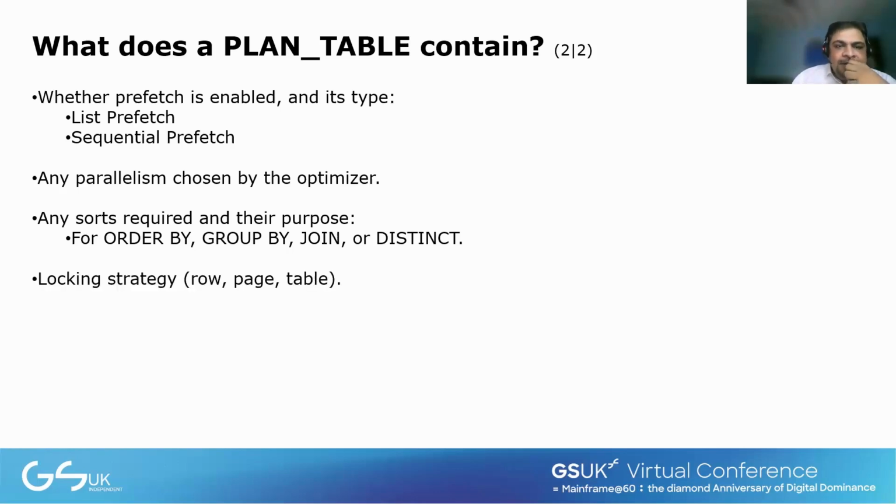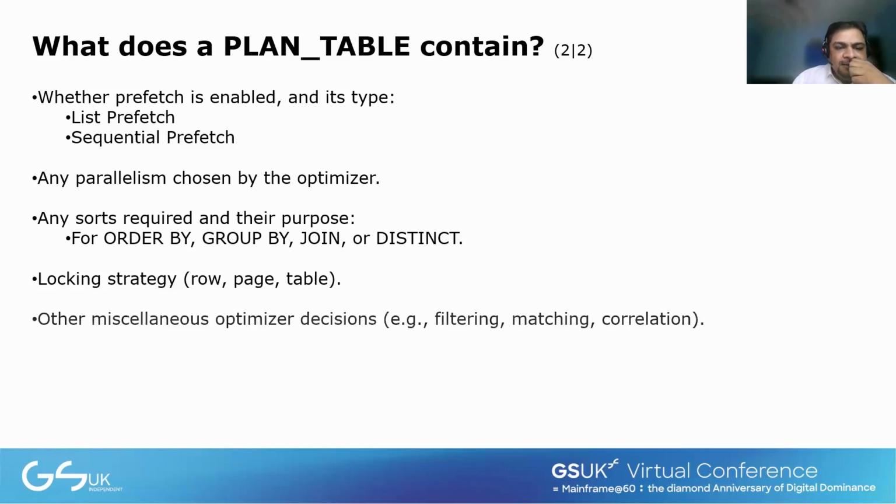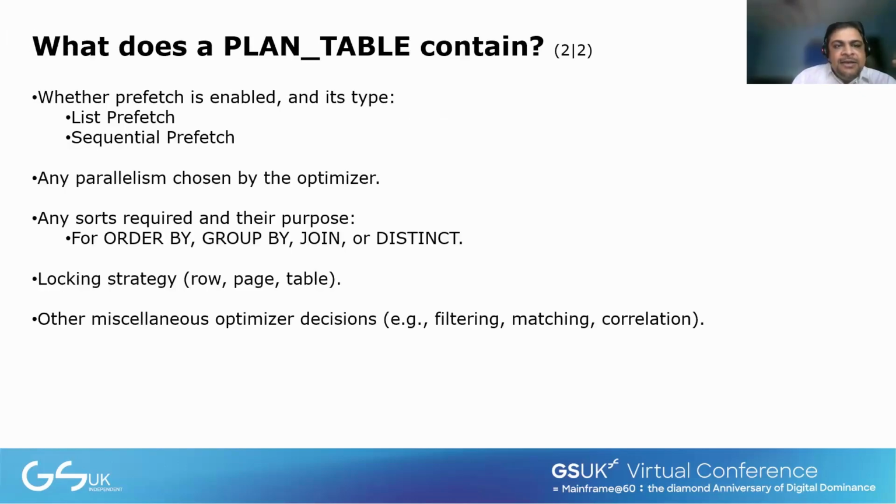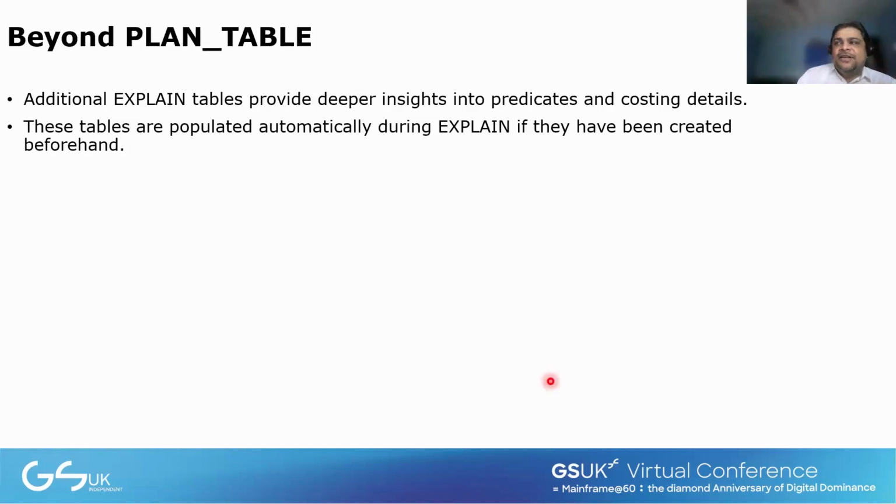Locking strategy: you know that within the SQL you can write WITH UR, the uncommitted reads, and an exclusive lock. So what type of locking strategy are you putting in your SQL? Other things: filtering, matching, correlation. What I just mentioned is just a glimpse of what you have in the plan table. These are not the exact columns. It's a big table that cannot be discussed here. My whole purpose is to give you an initial point from where you can go and explore.